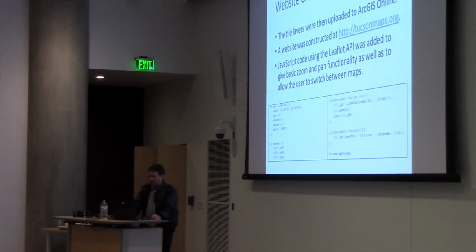Uploaded it to ArcGIS Online, and then I created a website at tucsonmaps.org. Don't go to tucsonmaps.com. I discovered that that was bought by Russian hackers who were trying to install a virus in your computer. But tucsonmaps.org is great. And then I used Leaflet to write some JavaScript here to do some basic functionality, allowing you to zoom in and out, switch between maps, stuff like that.